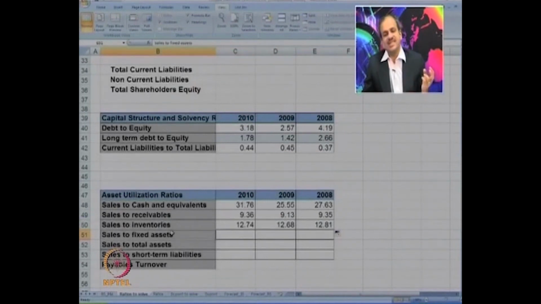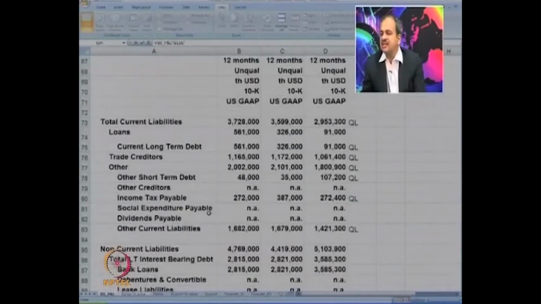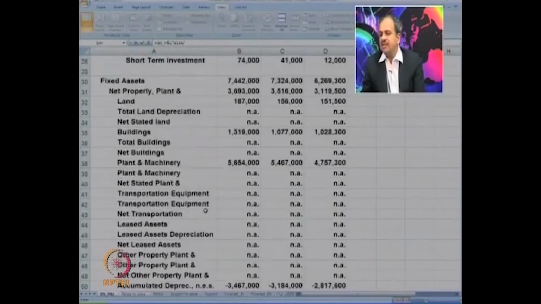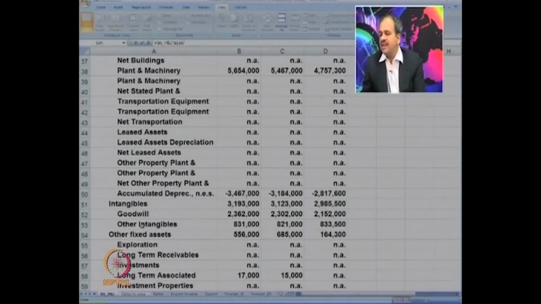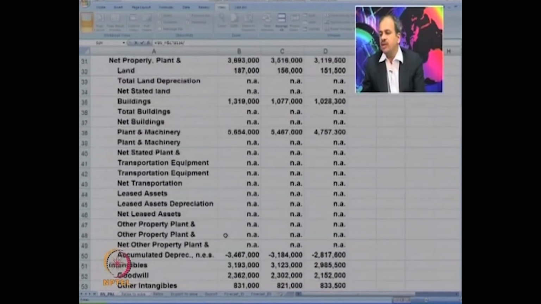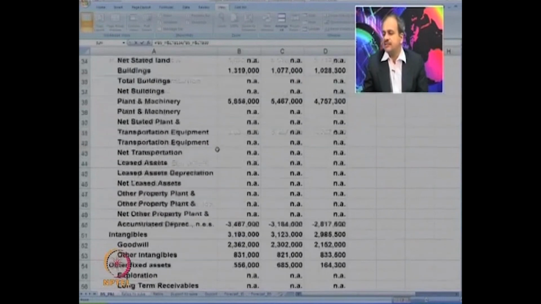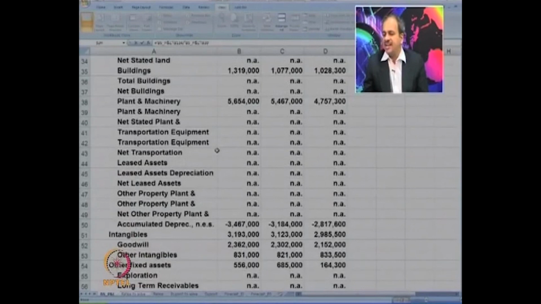Now let us look at sales to fixed assets. So again we are picking up net sales. Now if you look at the breakup of their assets, they have given the fixed assets, total of intangibles, then other fixed assets and so on. So we will look at all the fixed assets. So we will just take the total fixed assets, which include both tangible and intangible.